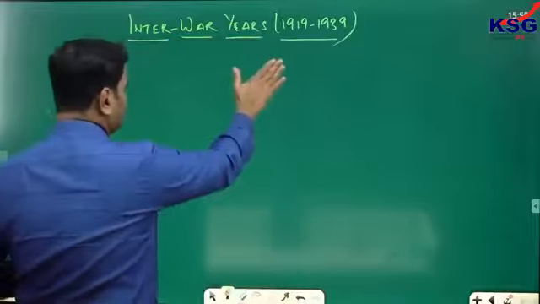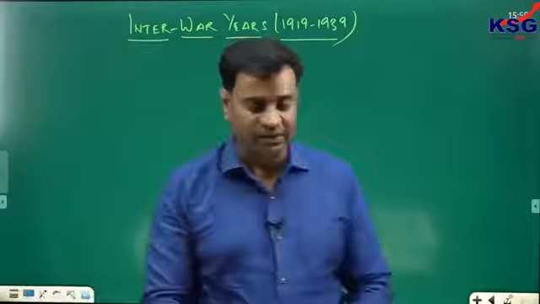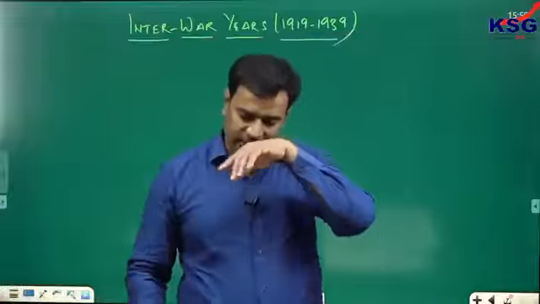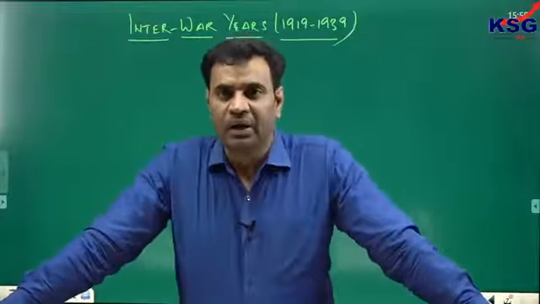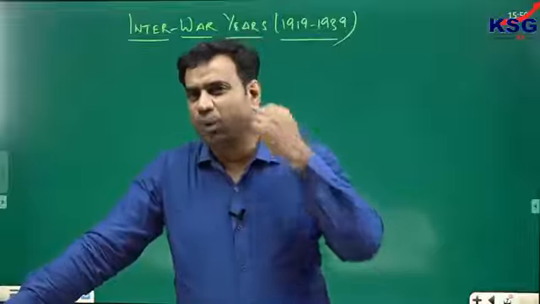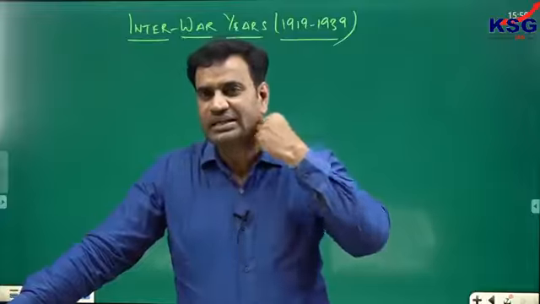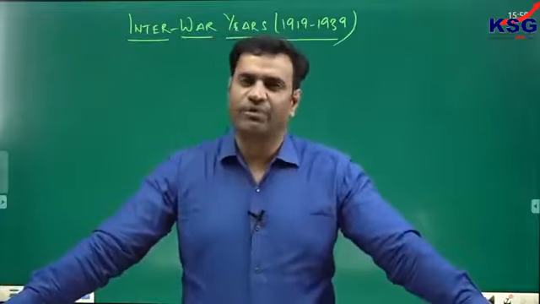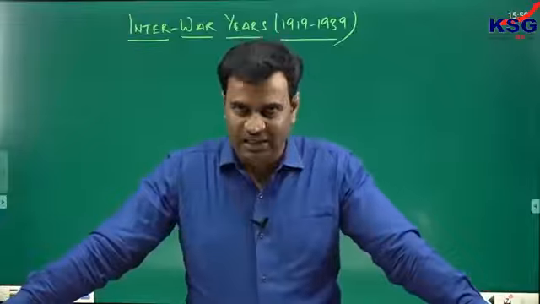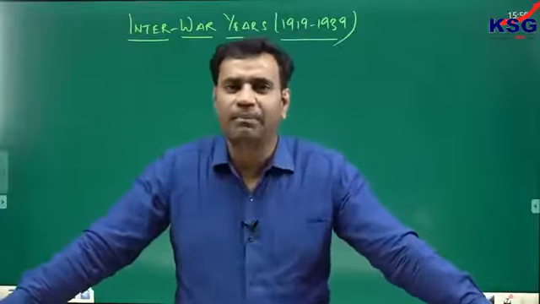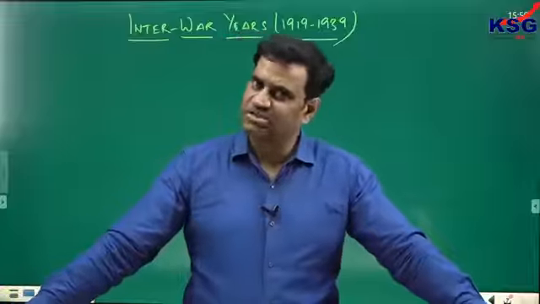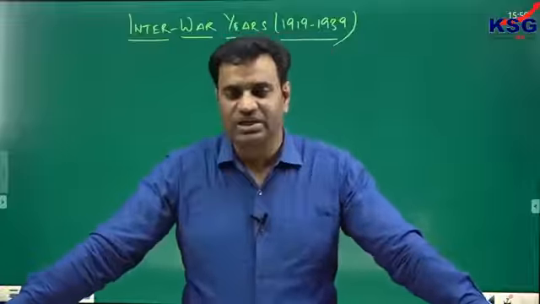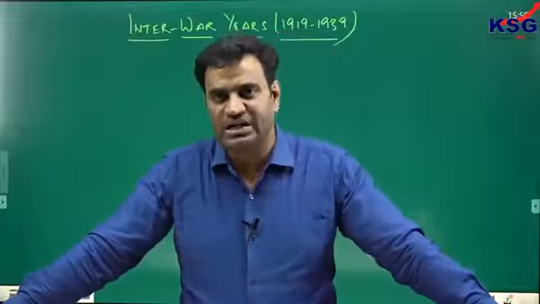The interwar years. Clear? 1919 to 1939. Just understand what happened in these two decades. Clear? Now, in these interwar years from 1919 to 1939, we first of all need to understand that major developments took place in three major countries of the world. These three countries were Germany, Italy and Japan.